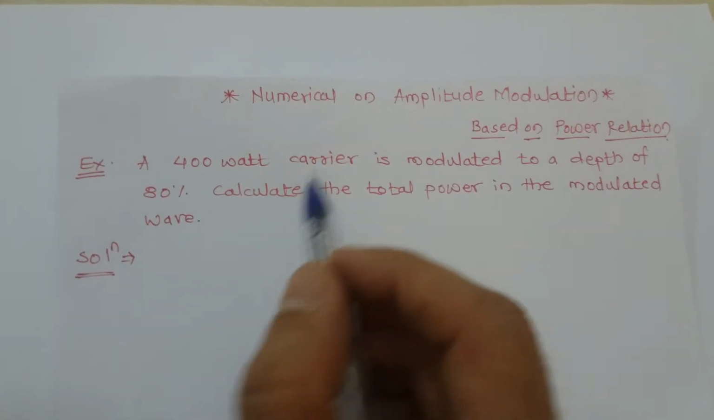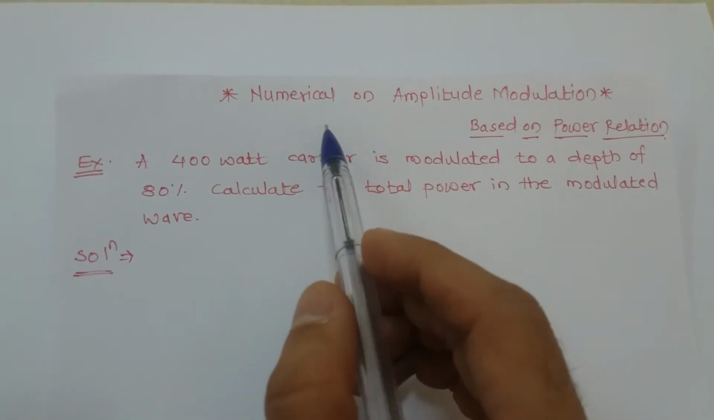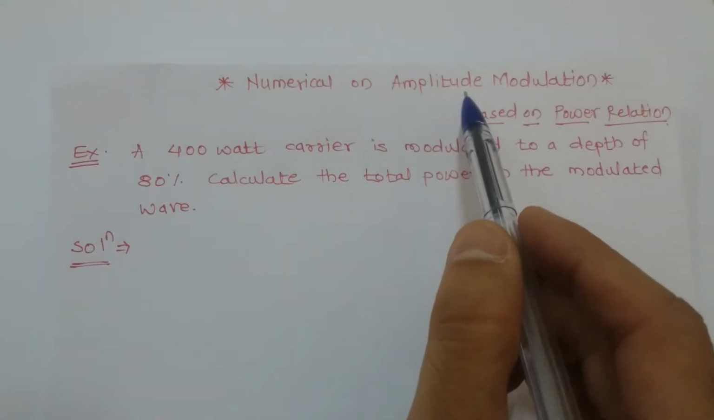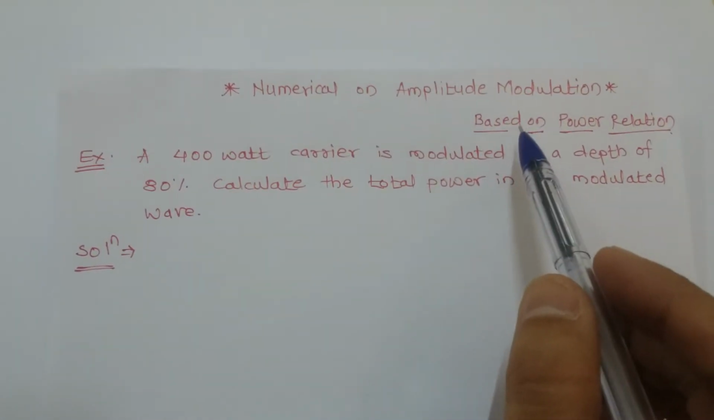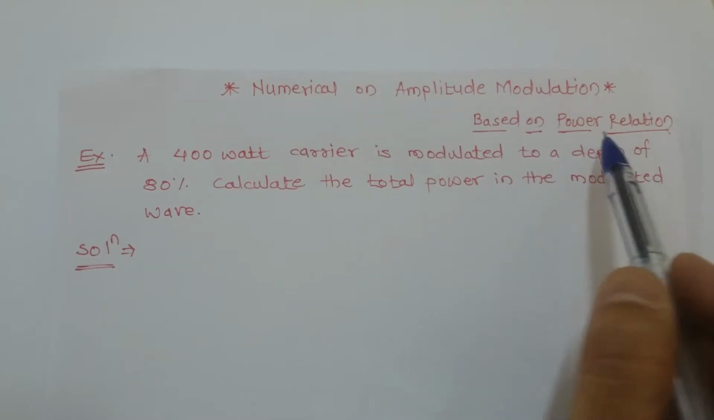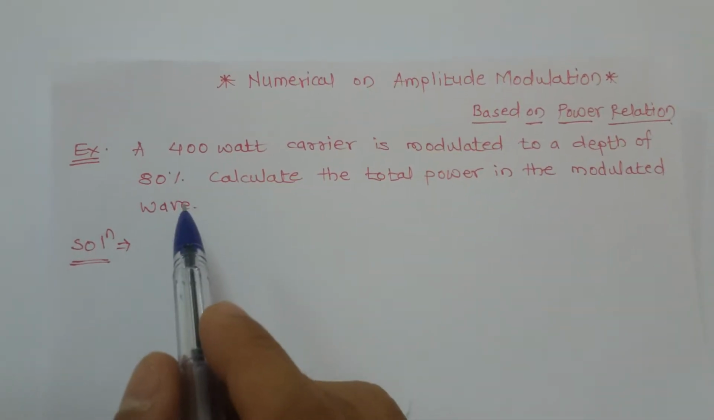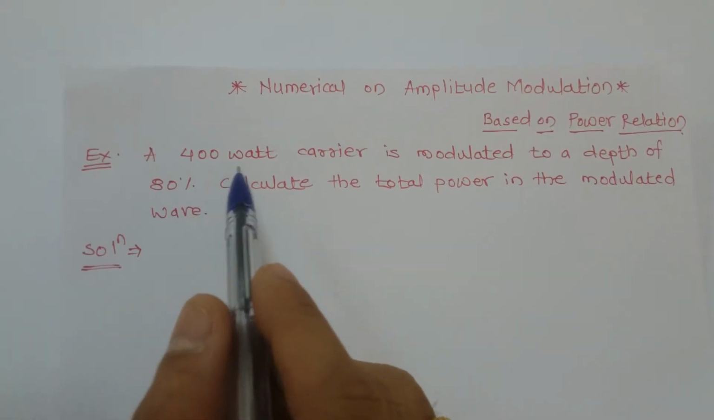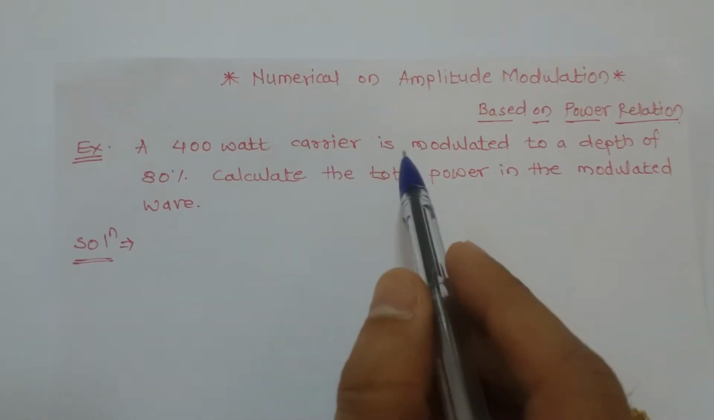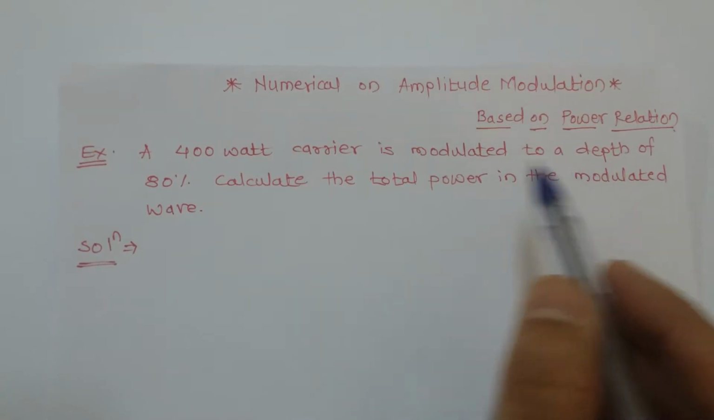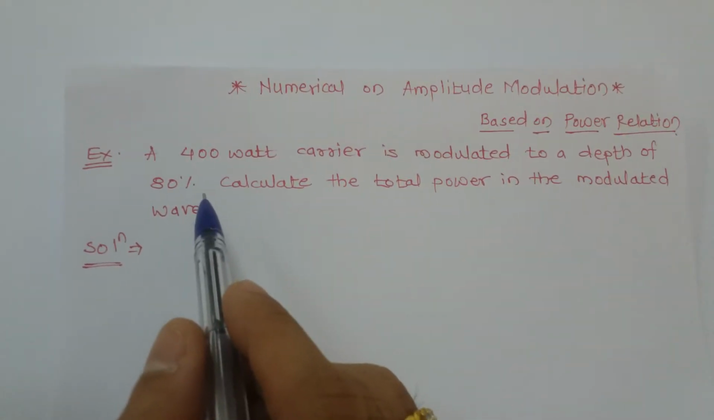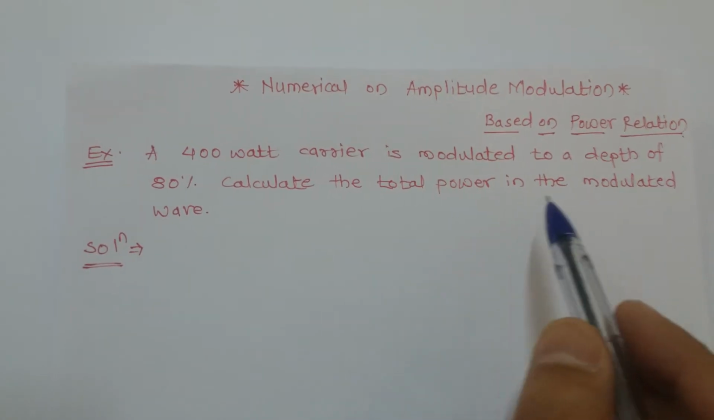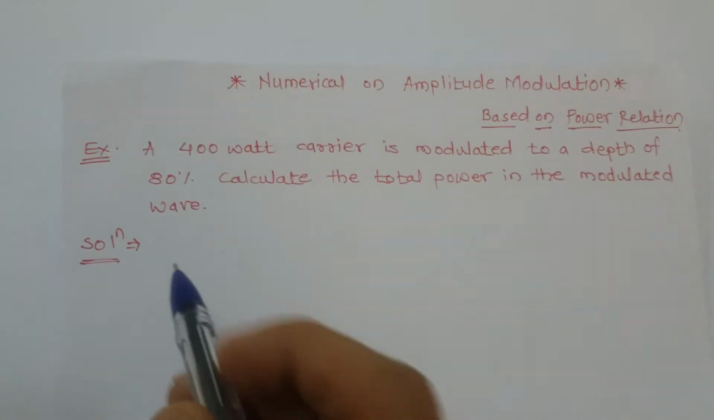Friends, in this lecture we are going to discuss the numerical on amplitude modulation. This numerical is based on the power relation of amplitude modulation. So let's see the example. A 400 watt carrier is modulated to a depth of 80%. Calculate the total power in the modulated wave.